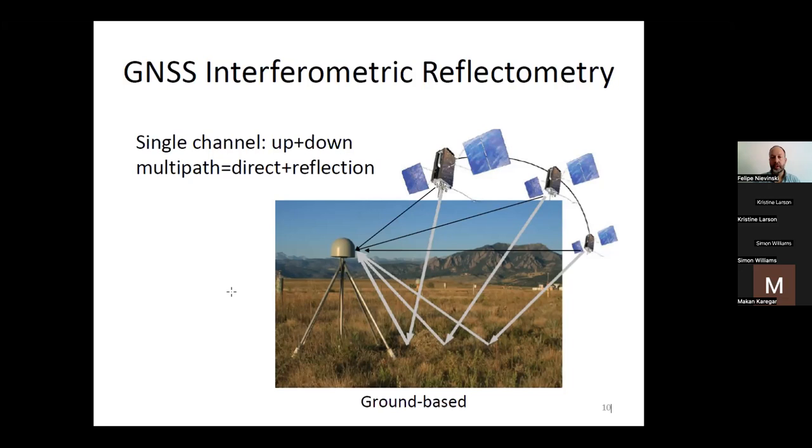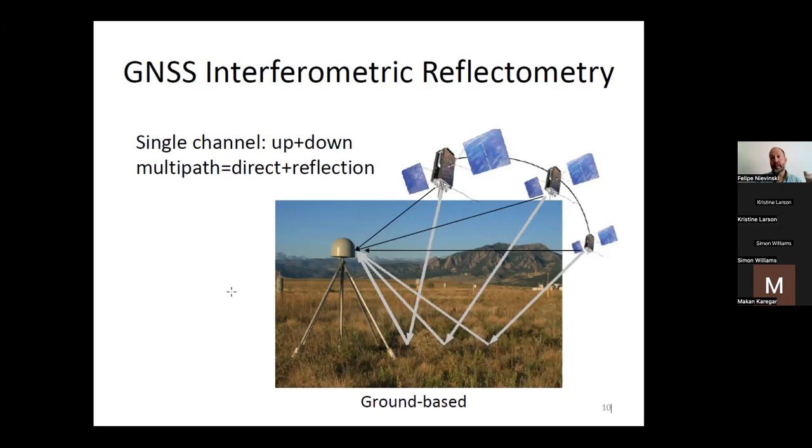As I said before, multipath is bad for positioning. It will corrupt your coordinates. It will make your coordinates shift randomly. And so they invest a lot. Sometimes the antenna costs more than the receiver. If you're talking about choke rings, they're heavy, bulky, but they work well to suppress those reflections coming from negative elevation angles, except it does so assuming the reflecting surface is made of a metal.